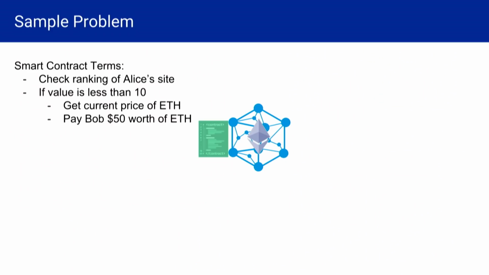So they'll make a smart contract that essentially says, check the current ranking of Alice's site, and if that value is less than, let's just say 10 for an example, then retrieve the current market price of Ethereum. When that market price of Ethereum is fed back into the contract, pay Bob at such and such address $50 worth of Ethereum, and then we can send the remaining over to Alice.